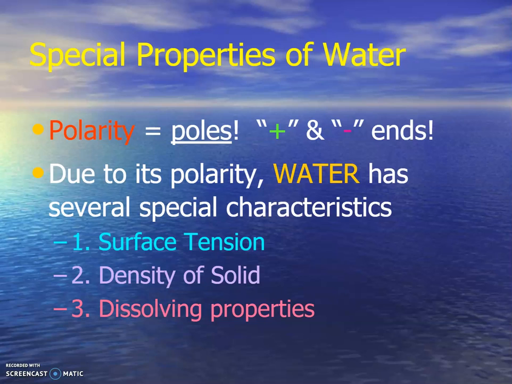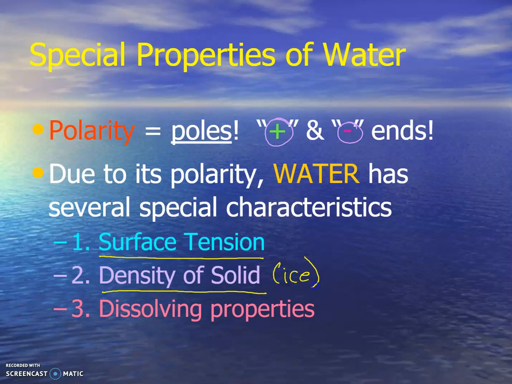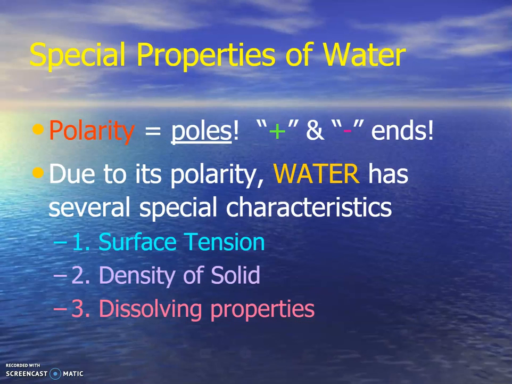And because over 70% of our planet is made up of water, this is going to mean that we're going to see lots of things with our water that normally don't happen with liquids. So the special characteristics that we're going to look at is something called surface tension. We're going to look at its density as a solid, meaning when it's ice, and then the special dissolving properties, which is what the rest of the chapter is. Okay, because we're talking about the solutions and the different systems that it has.